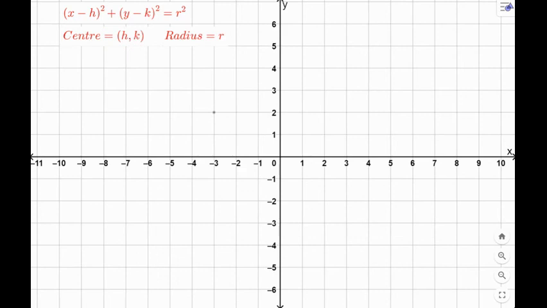Moving our center over to (negative 7, 2), and we'll have a radius of 4, will give us an equation of (x minus negative 7), so (x plus 7) squared, plus (y minus 2) squared equals 4 squared.